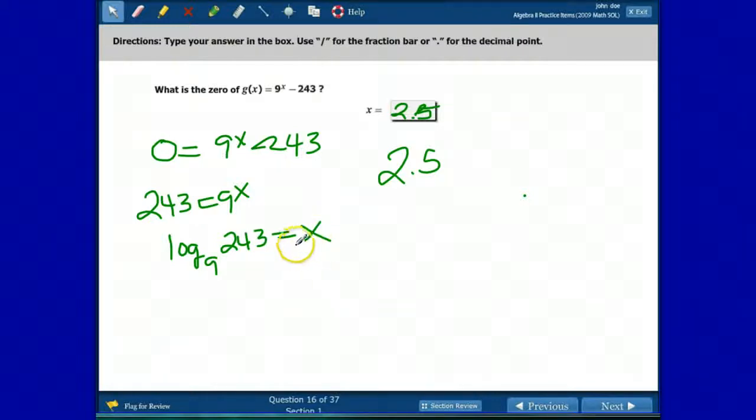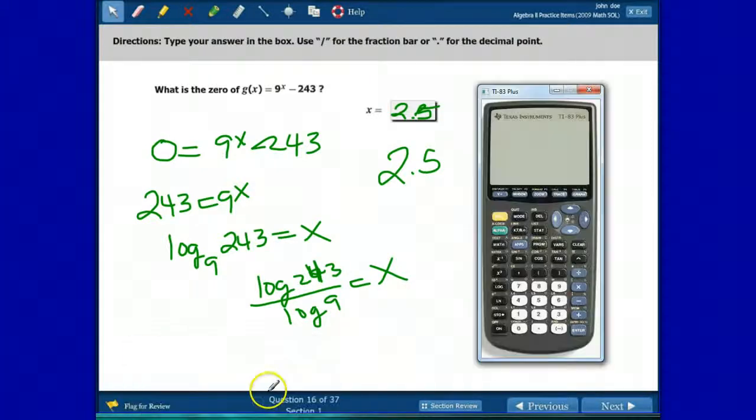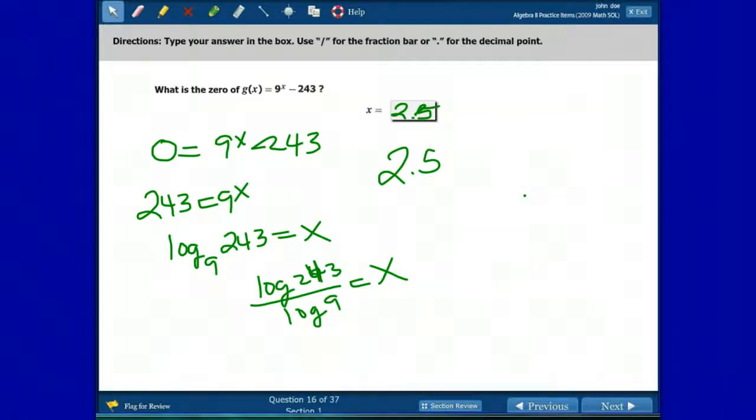So basically, you're trying to figure out when this is 243. So if I go and look up my calculator, I should be able to type in log 243 over log 9 and that should give me that answer. So let's see if I can get my calculator up and moving again, maybe. Nope, not working. Let's see if I can get this thing up and running again.